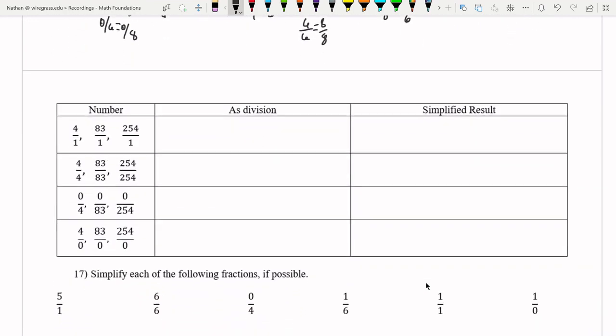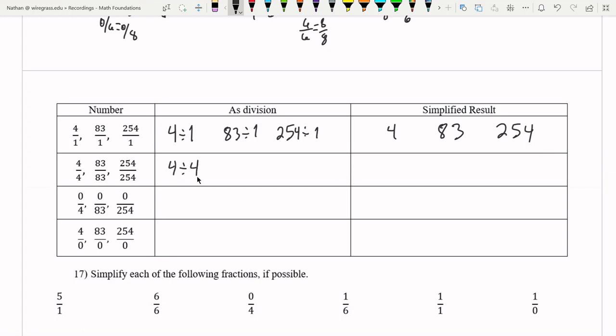Let's talk about a little bit more different cases, the unusual cases of fractions. 4/1 is the same thing as 4 divided by 1. 83 divided by 1. 254 divided by 1. And whenever you divide by 1, you just get the number 4, 83, and 254. Nothing's changed there. You're just dividing it by 1. 1 can go into 4 four times. 1 can go into 83 eighty-three times.